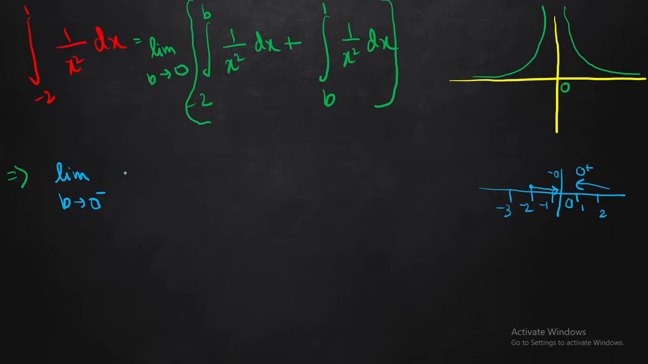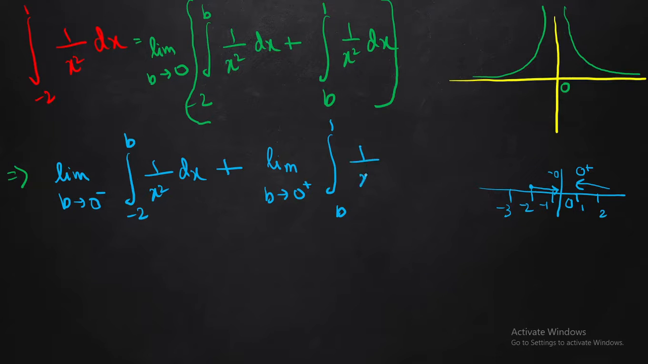So limit b tends to 0 minus, -2 to b, 1 by x square dx, plus, again here we will write, since we are approaching 0 from the positive side, limit b tends to 0 plus, from b to 1, 1 by x square dx. So we got this. Now we will separately solve this one and separately solve this one.